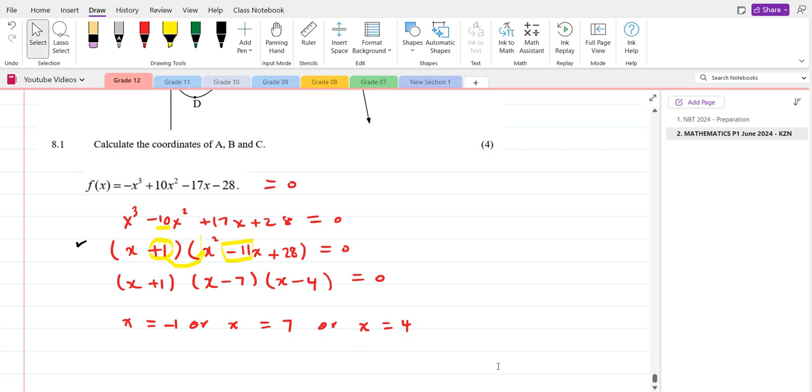So what are the coordinates of A, B, C? A was here, B, C. So C is the last point. So A is minus 1, 0. C is the last point. So C is 7, 0. And B is 4, 0.